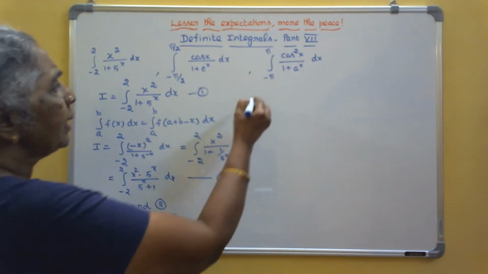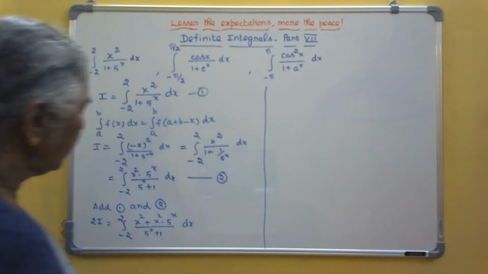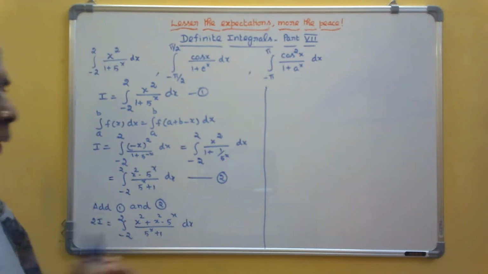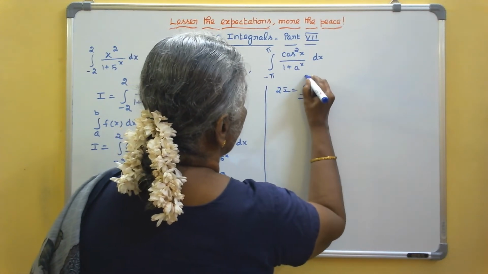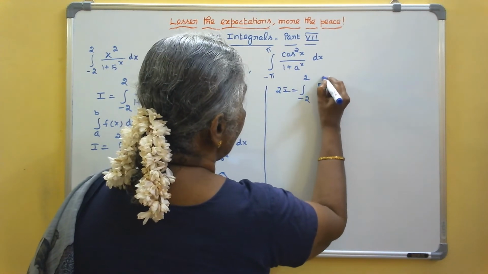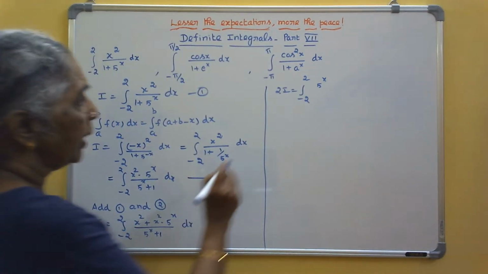Now, in the numerator, you will be able to take one x squared common. Okay. So, I will get now 2I is equal to integral from minus 2 to 2. I will be taking x squared common.